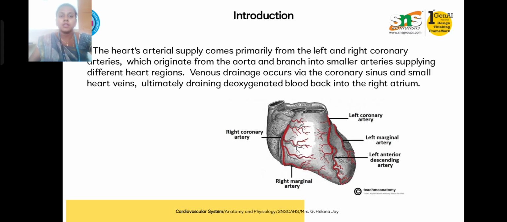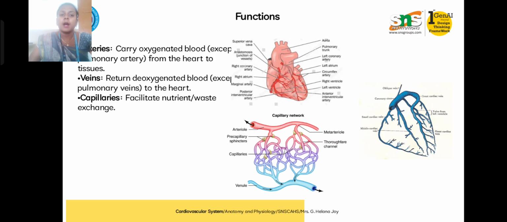Venous drainage occurs through the coronary sinus and small heart veins, which ultimately drain deoxygenated blood back into the right atrium. So arteries carry the oxygenated blood, the veins return the deoxygenated blood, and capillaries facilitate nutrient and waste exchange.